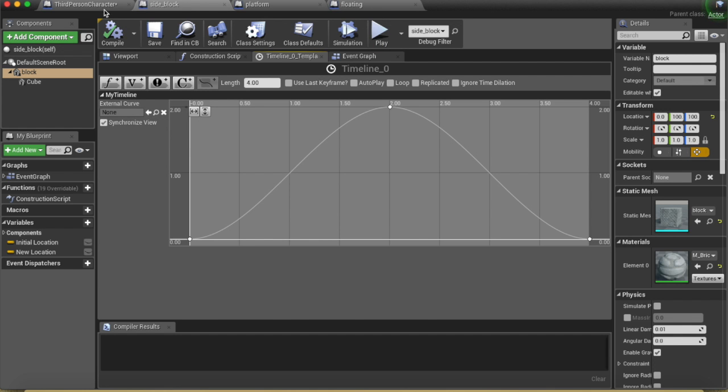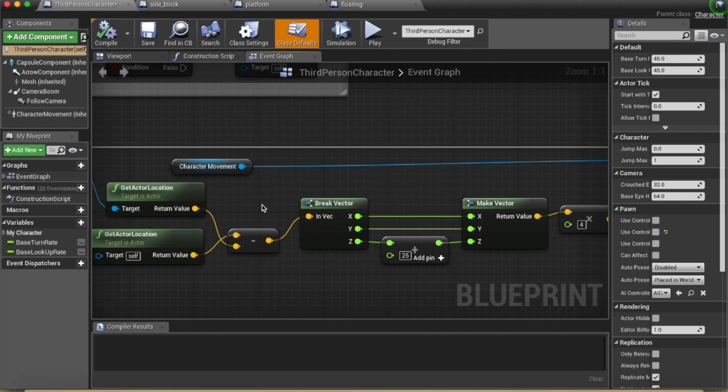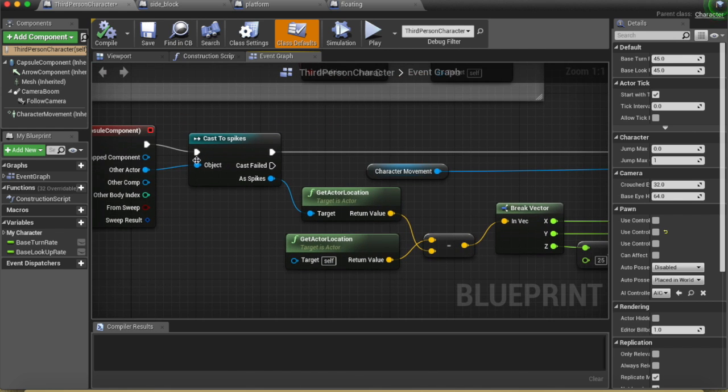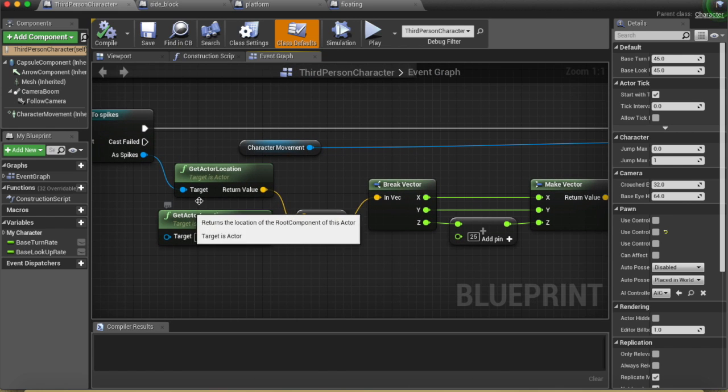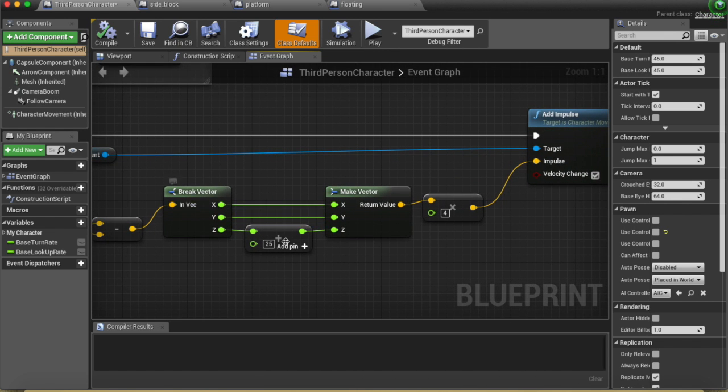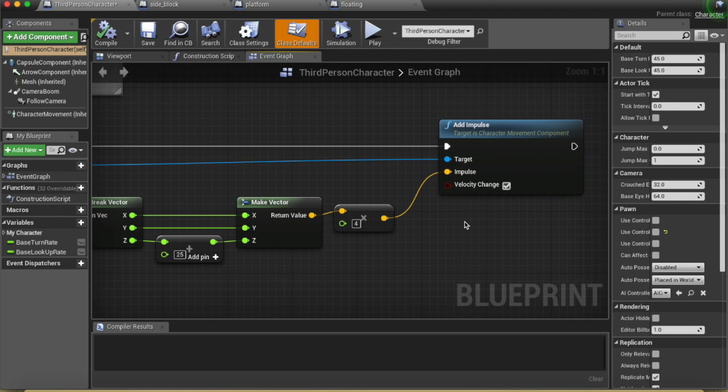Now for the spikes, I have them cast from the first person character, so when the capsule overlaps, I cast 2 spikes. I get the location, so basically the vector between the character and the spikes themselves, and that movement I'm adding an impulse to by breaking the vector, adding a z component, and multiplying the whole vector by 4. I'm doing this with an add impulse and changing the velocity of the character.